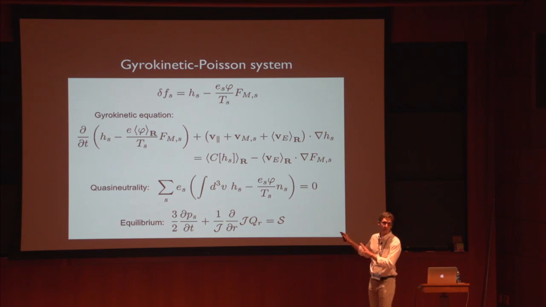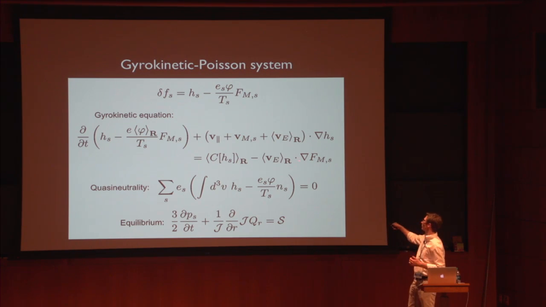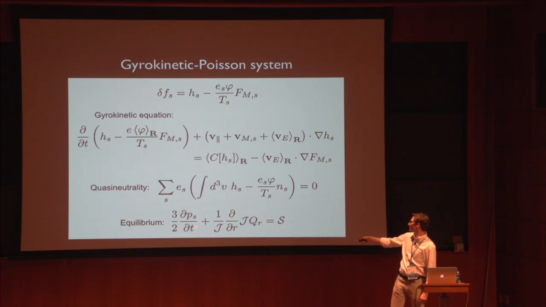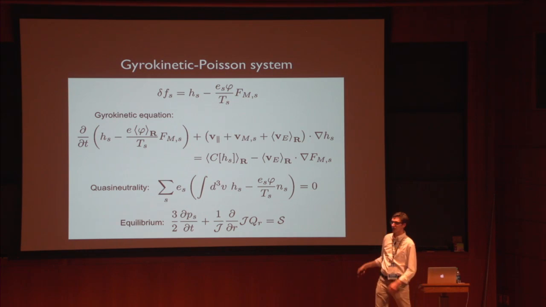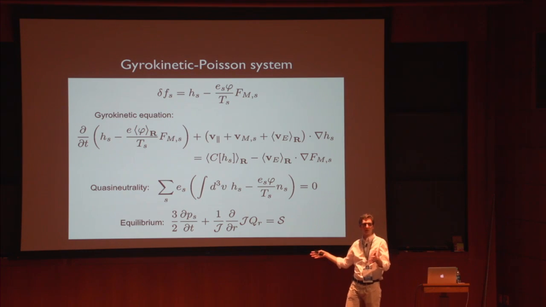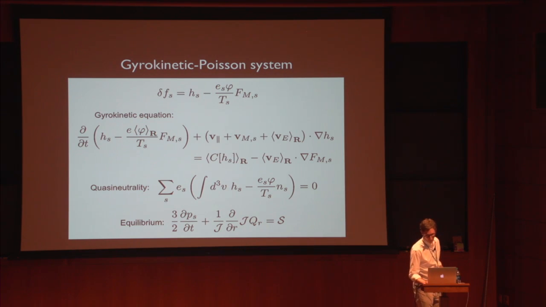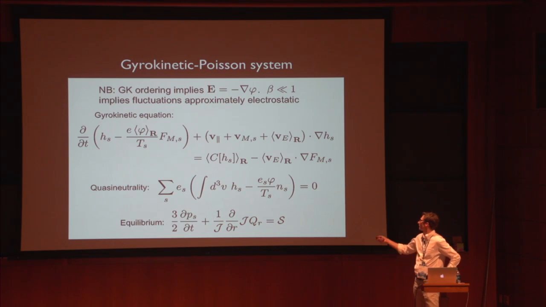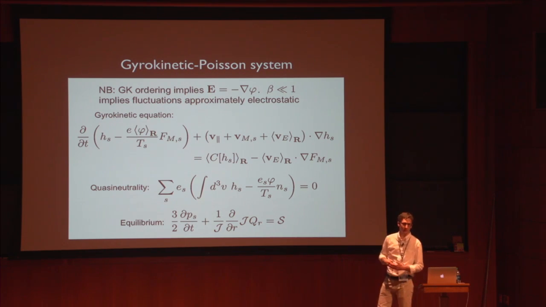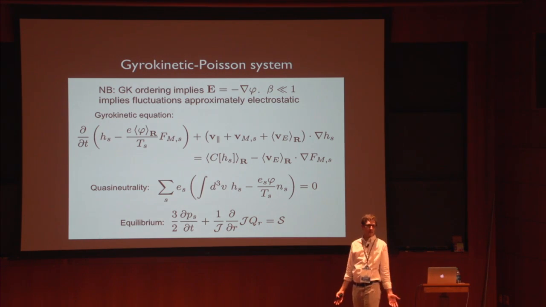So we have a closed system of equations, which tells us how fluctuations evolve in time. These fluctuations depend on gradients in the equilibrium. The evolution of that equilibrium itself depends on the slow diffusion of particles out of the plasma due to the turbulence. So this is a coupled system of equations. You should note that everywhere here I'm talking about electrostatic potential. I'm not saying anything about electromagnetic fluctuations at the moment.